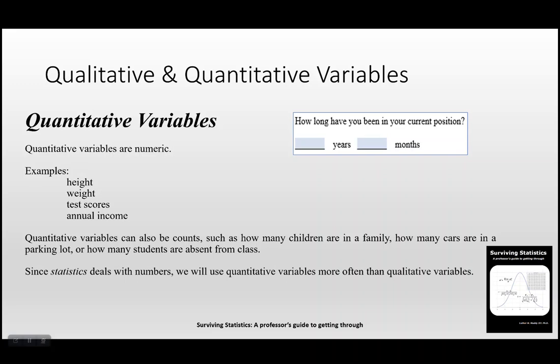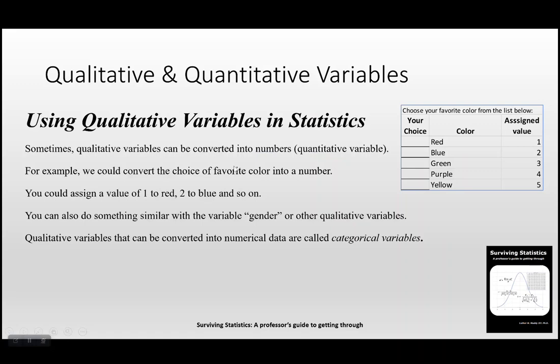Now, again, like I said, since statistics is going to be dealing with numbers, we can expect to be working throughout your statistics course, and also in my textbook, more with quantitative variables than qualitative variables. Well, we can use qualitative variables sometimes in statistics by converting them to numbers. So for example, with the example that you see here, and also in my textbook, we could assign a value to your favorite color.